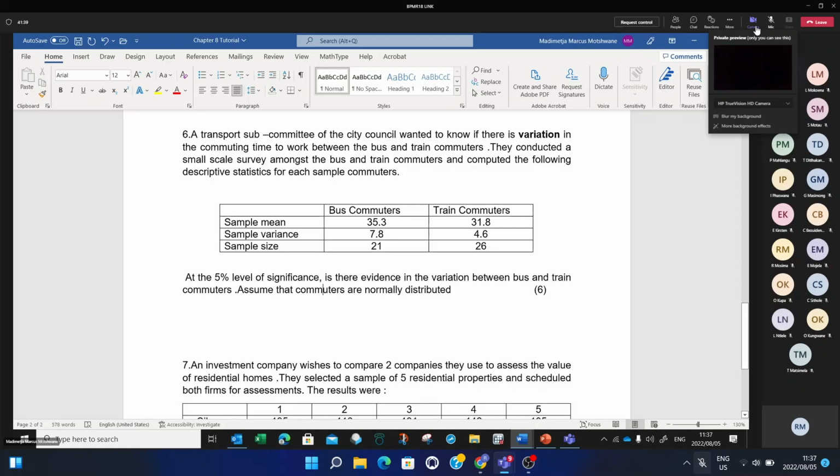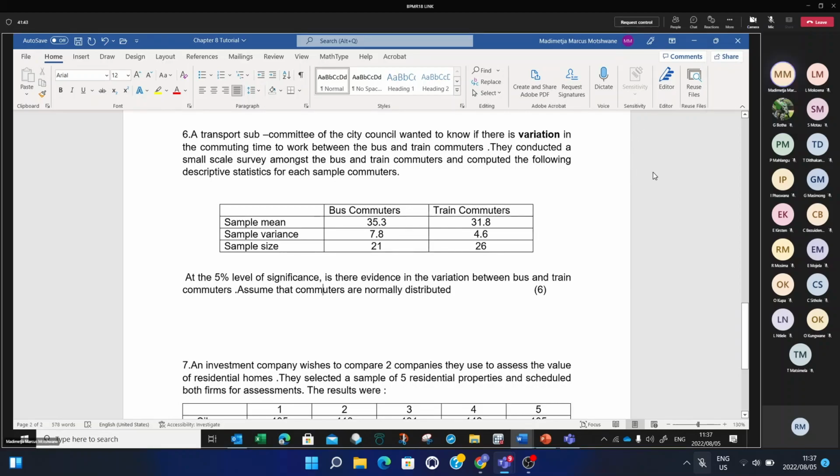All right, now for a solution, let's check on the solution for this one. Okay, let's do this.